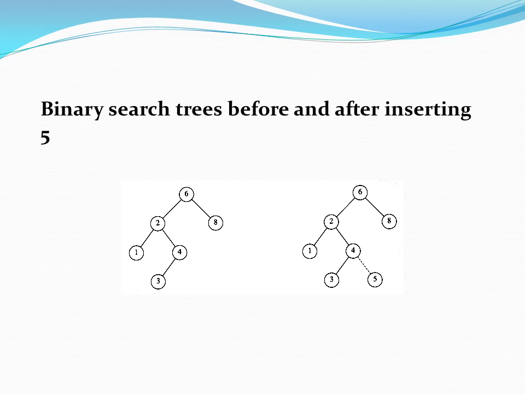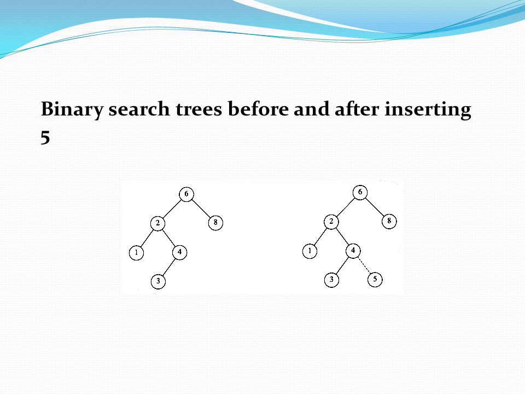This is an example for insertion. We are going to insert 5 in the tree. How to check from the root element? The root element is 6. 5 is less than 6, so we have to insert in the left subtree.